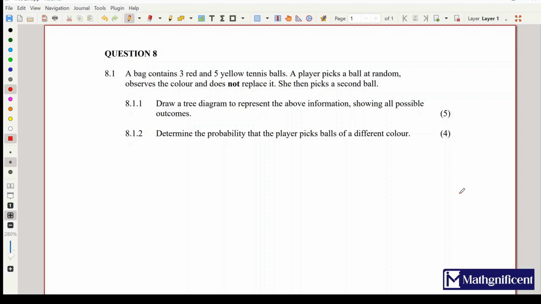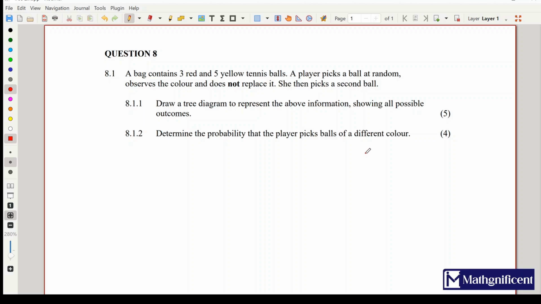Hi guys, welcome back. So we are still working on questions that are based on probability, particularly the tree diagram. So we have 8.1 here.